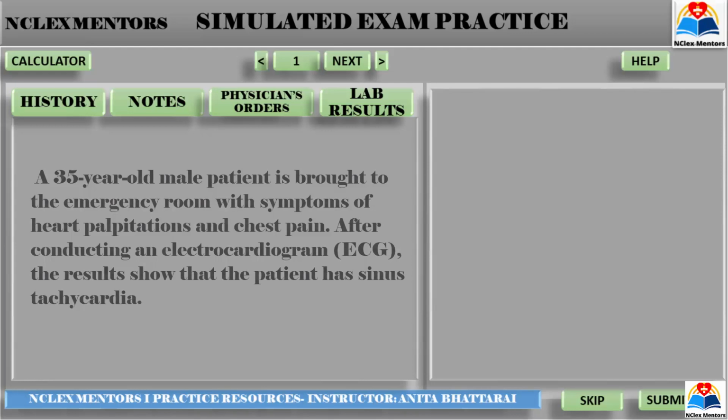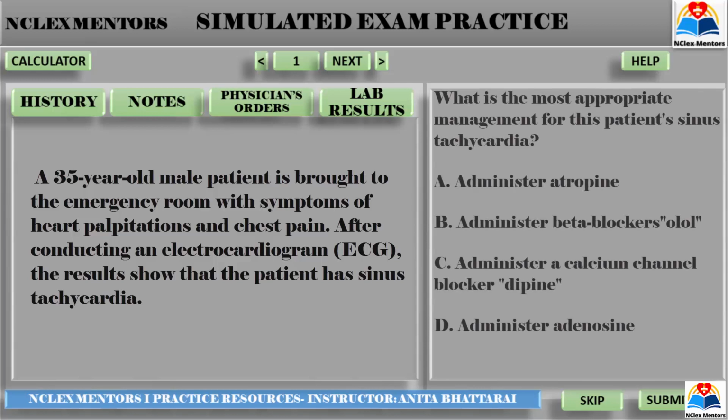A 35-year-old male patient is brought to the emergency room with symptoms of heart palpitations and chest pain. After conducting an electrocardiogram, the results show that the patient has sinus tachycardia. What is the most appropriate management for this patient's sinus tachycardia? A. Administer atropine. B. Administer beta blockers. C. Administer a calcium channel blocker. D. Administer adenosine.